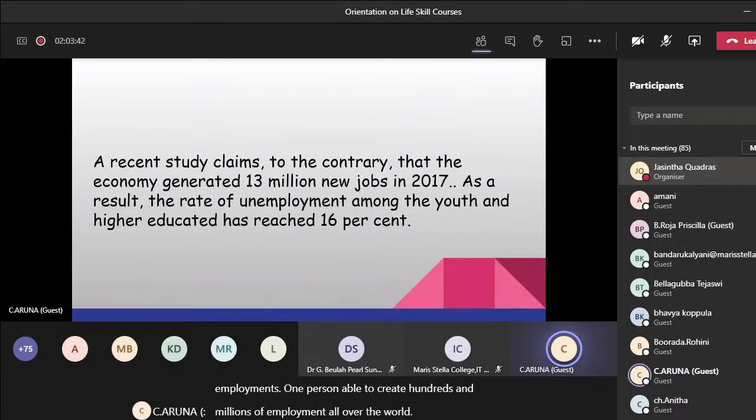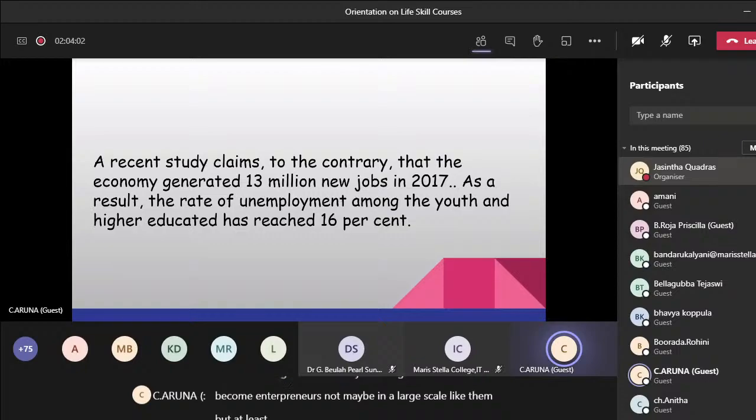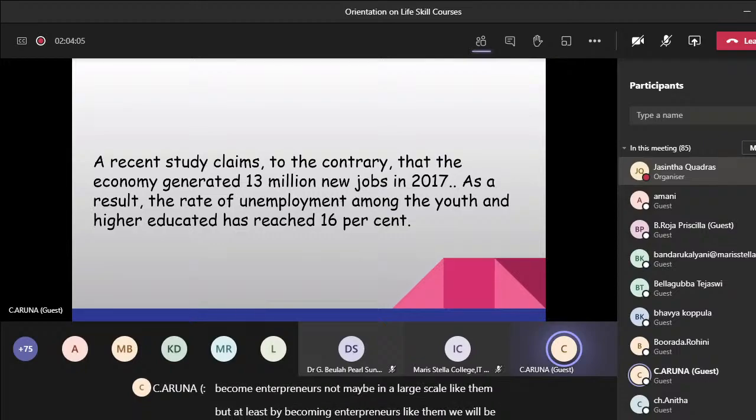Yes. Now, if I ask you a question, many of you will say that, yes, madam, I want to go for a job. After completion of my graduation, I want to go for a job. After completion of my engineering, I want to go for a job. And some of the persons may say, after my MBA, I want to take up a job. Okay, after seeing them, definitely we will get an idea that if we become entrepreneurs, not maybe in a large scale like them, but at least by becoming entrepreneurs like them, we will be in a position to generate assets, investments like them, and we will be in a position to give employment to hundreds more people.